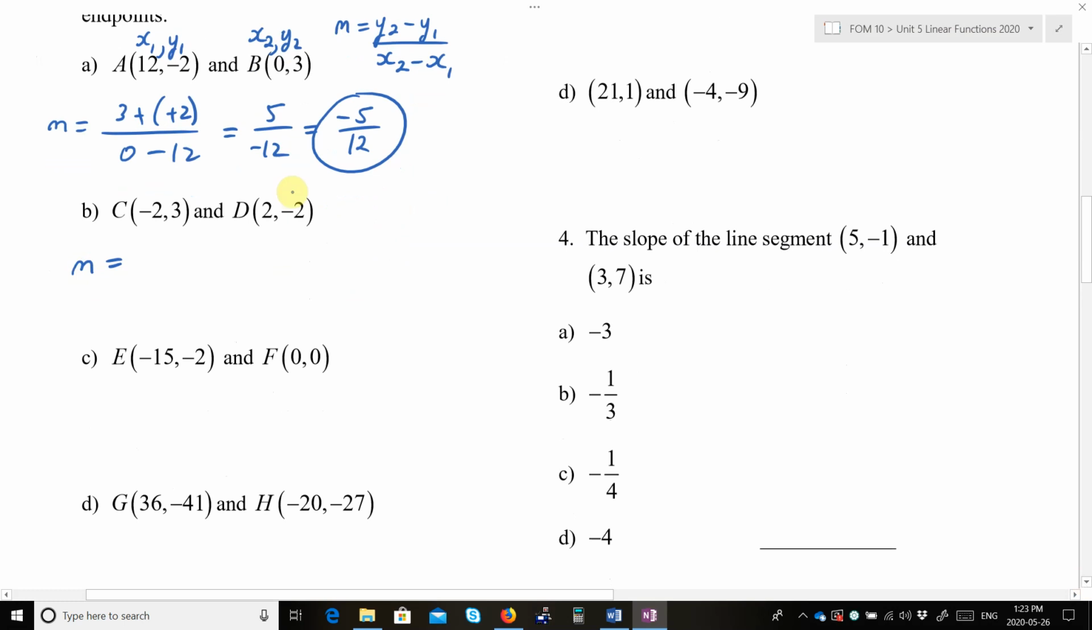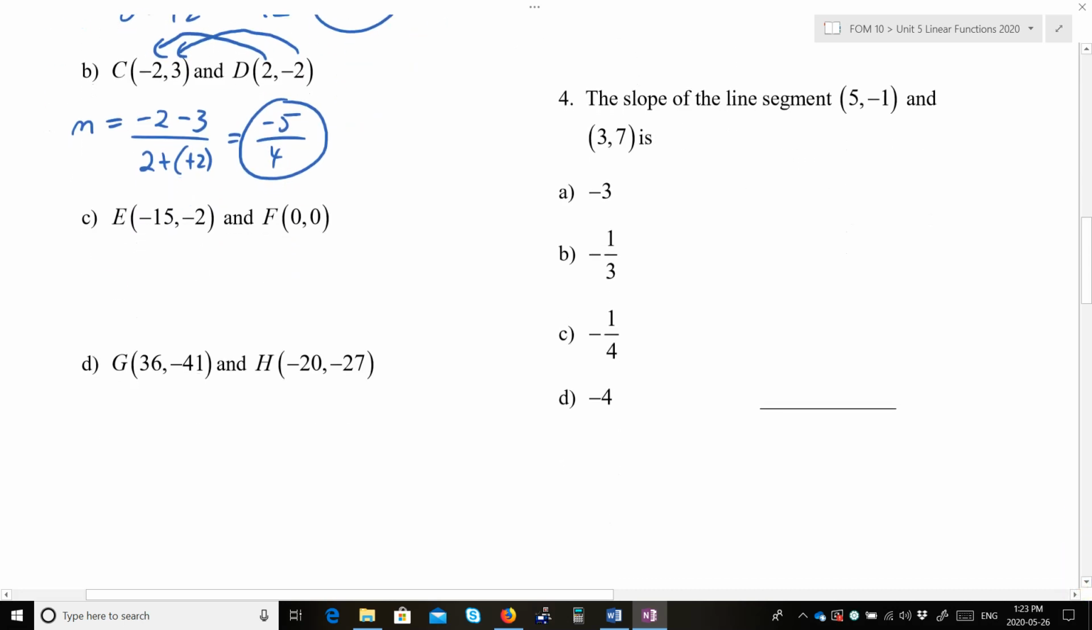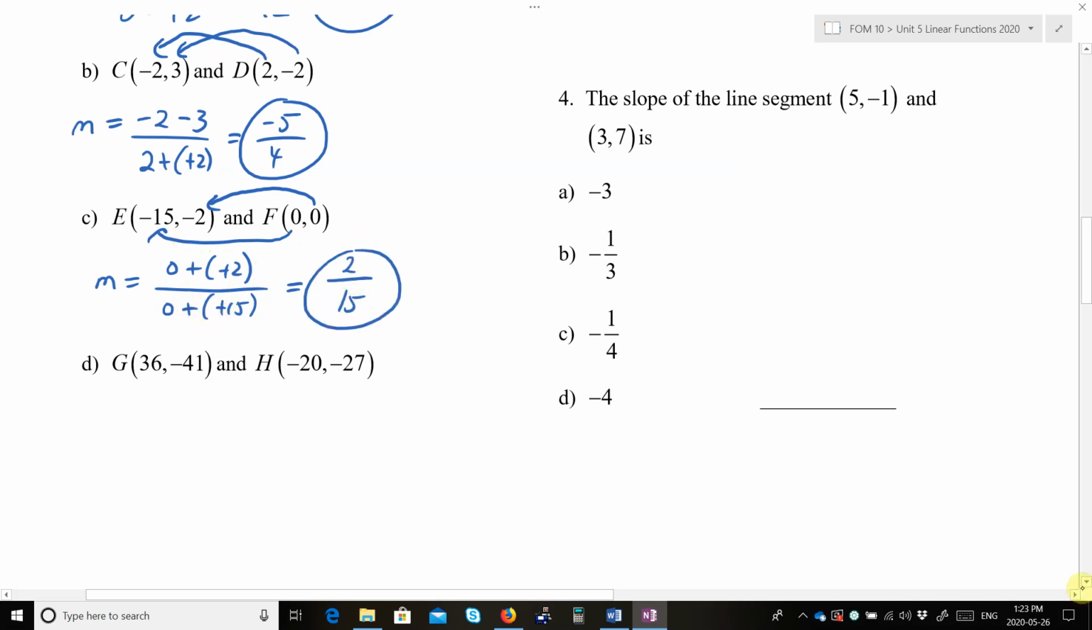In letter B, the slope is going to be negative 2 minus 3, and then we're going to go x2 minus x1 over 2 minus negative 2, so we get negative 5 over, add the opposite, negative 5 over 4. In letter C, we would go y2 minus y1 over x2 minus x1. Change it to add the opposite, 2, add the opposite, 2 over 15.